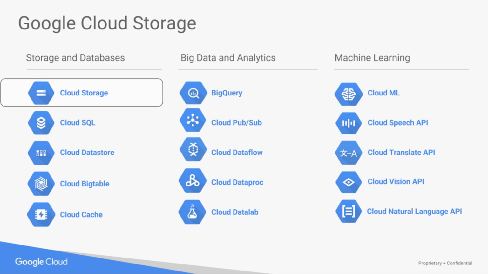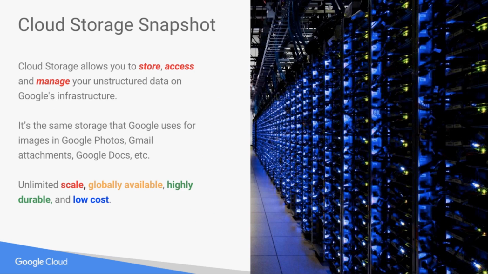This is our object store, our blob store, and it allows you to store, access, and manage your unstructured data on our infrastructure. So these are the types of things that you would move, files and images and things like that, to our cloud, and it's the same infrastructure that I talked about at the top of my session here that runs these 7 services with 1 billion users. Gives you unlimited scale, global availability using our networking, high durability, 11 nines durability built in, and of course at low cost.